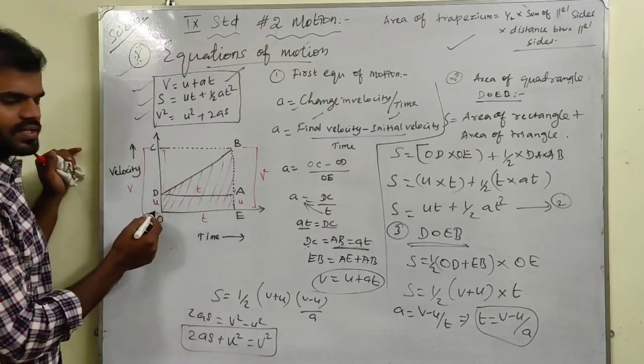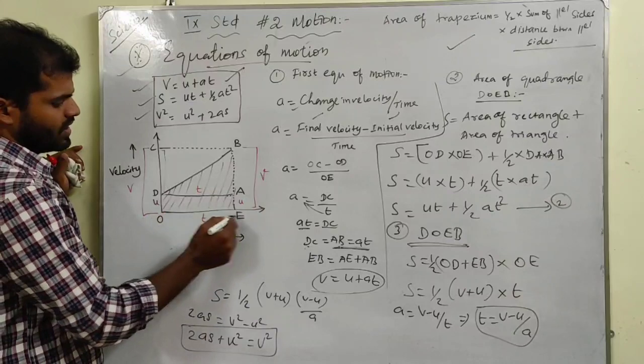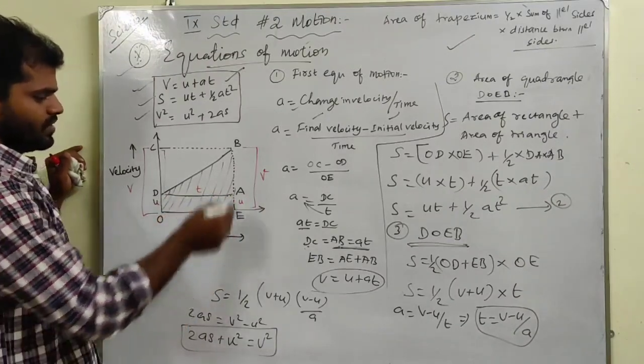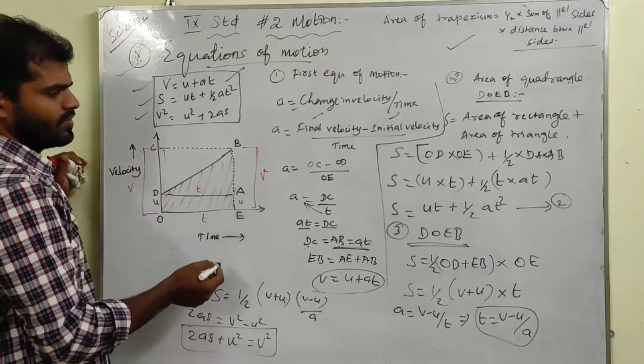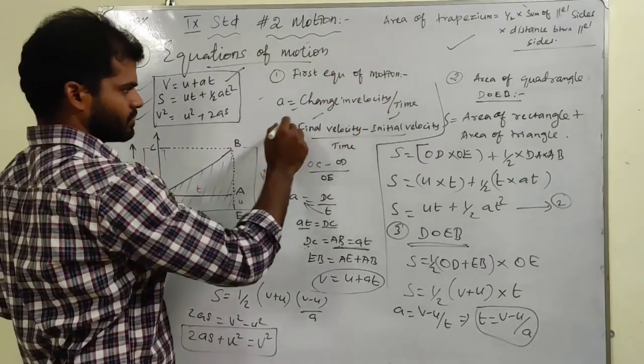So OD is the initial velocity u, OC is the final velocity v, then OE is t, and at the same time DA is also t. So you just take all these values and substitute, and we can find out the first equation.